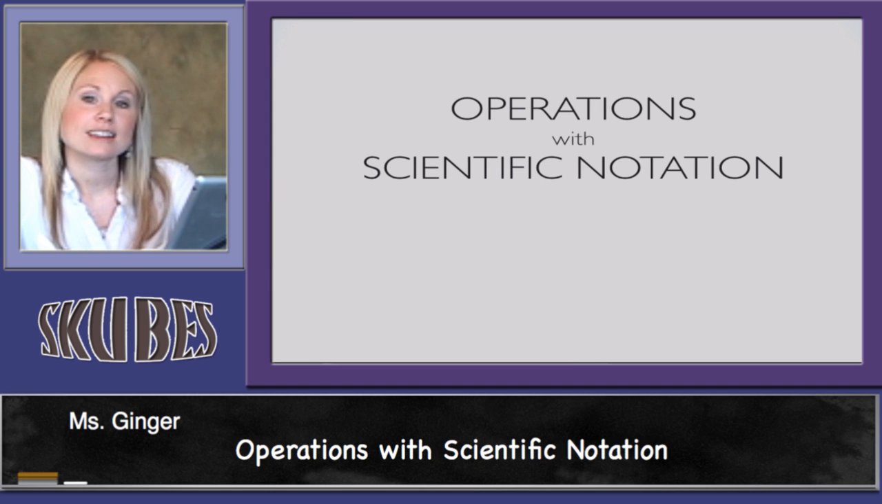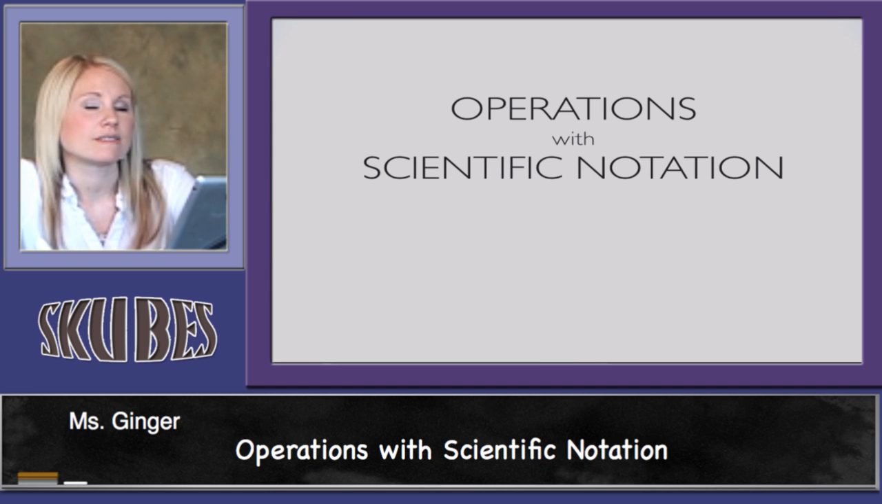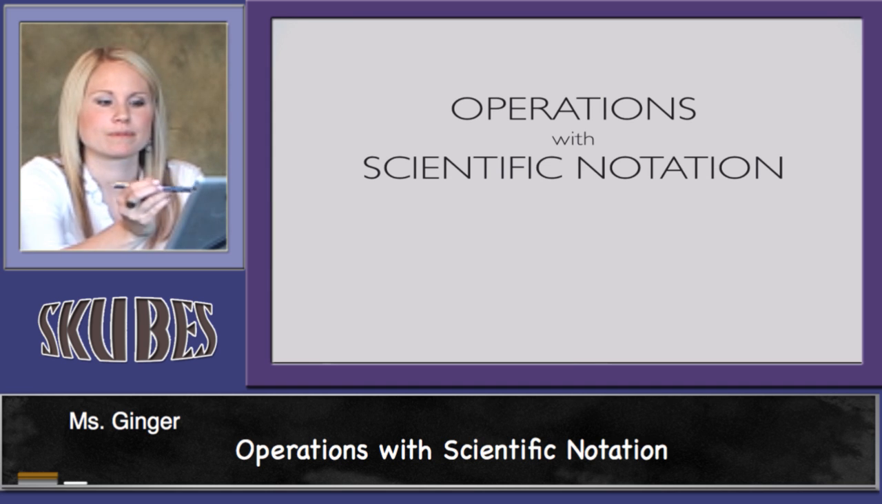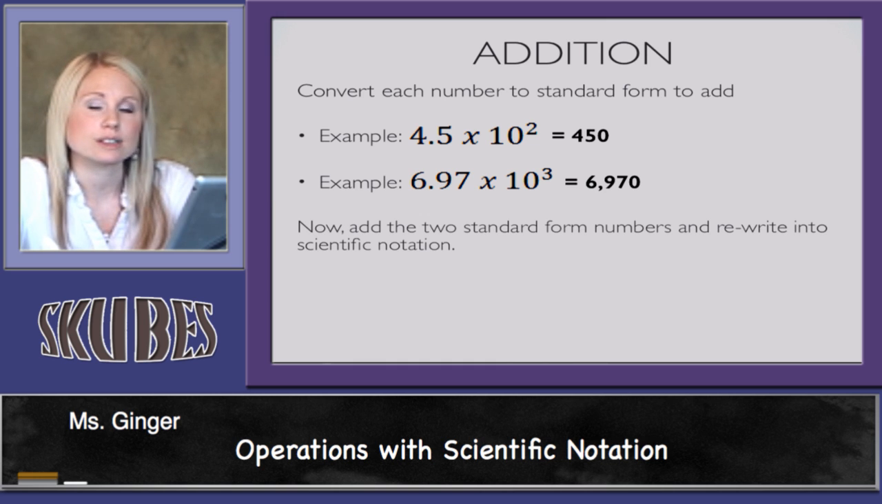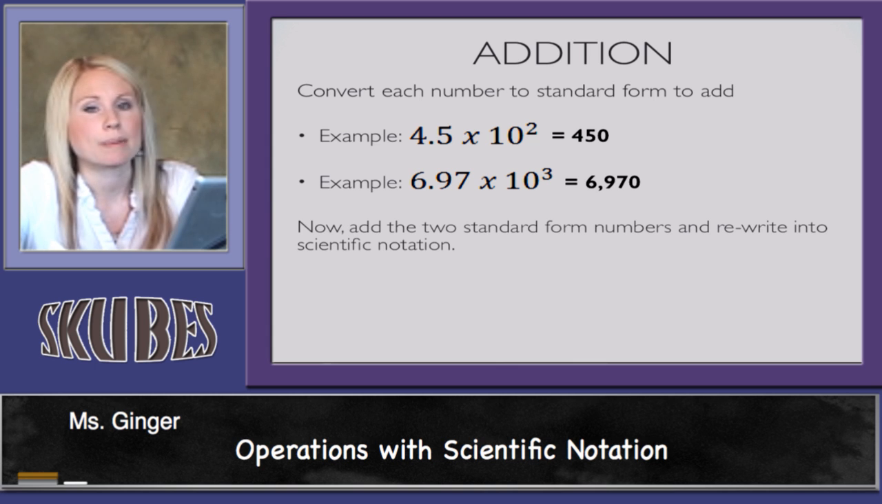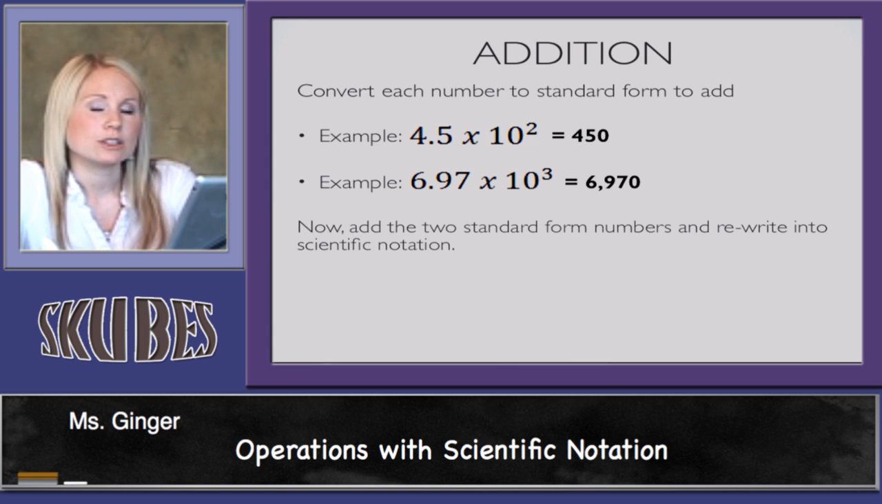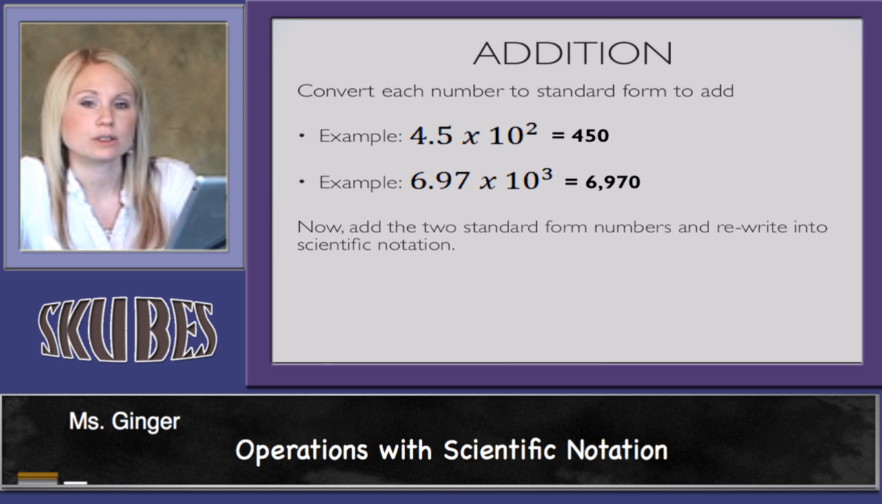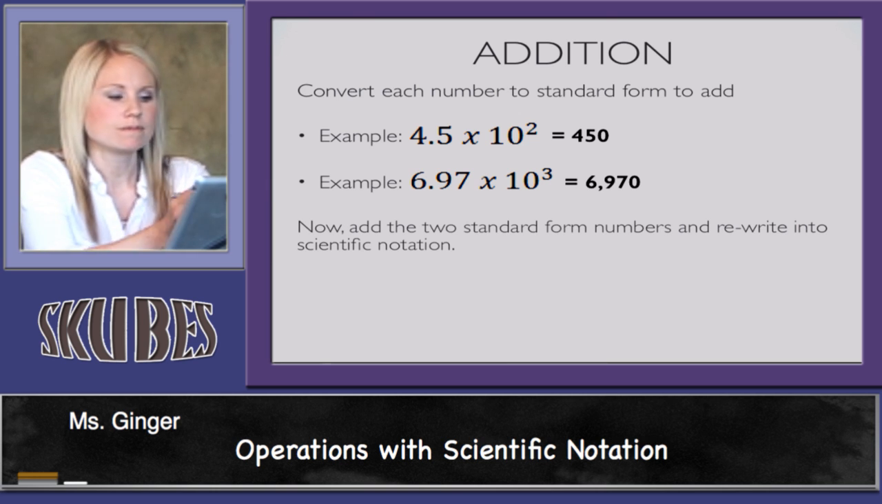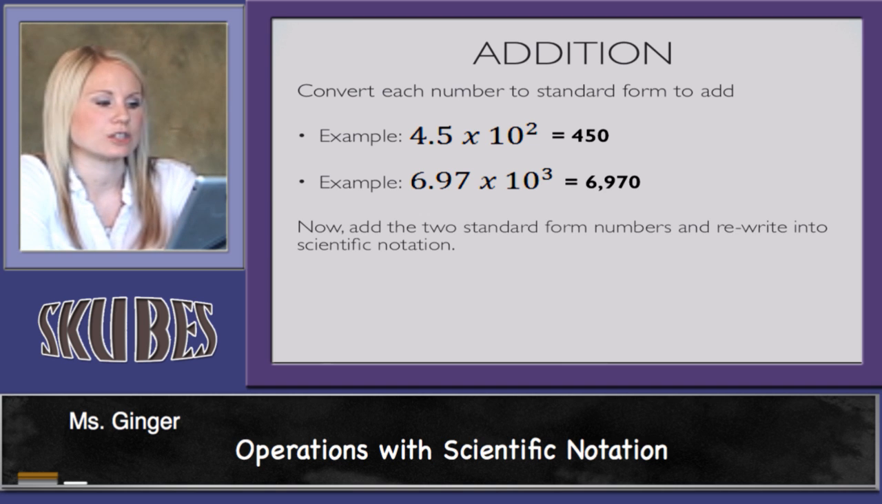Hey everybody, today's lesson is on operations with scientific notation. Remember that a number in scientific notation is a number that is expressed with the decimal after the first non-zero digit, and it is multiplied times 10 to some power. So when you are needing to do addition or subtraction or multiplication or division with these numbers, there is a certain method to follow. First, we're going to talk about addition.